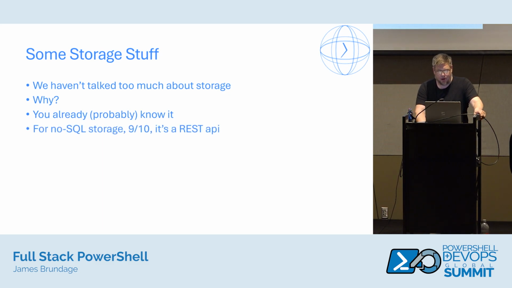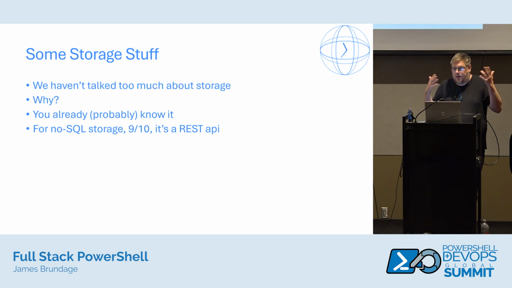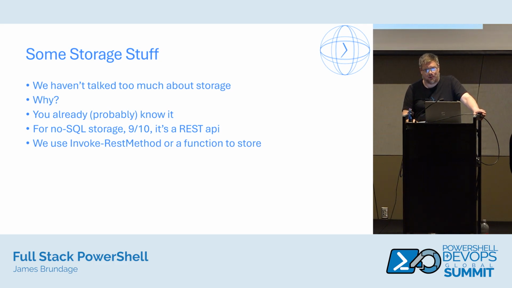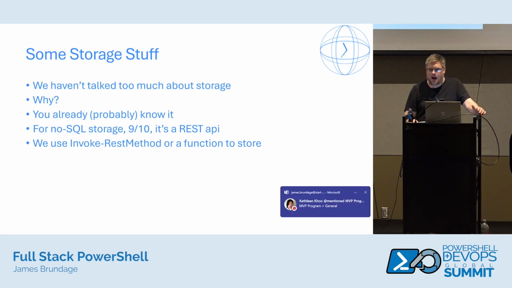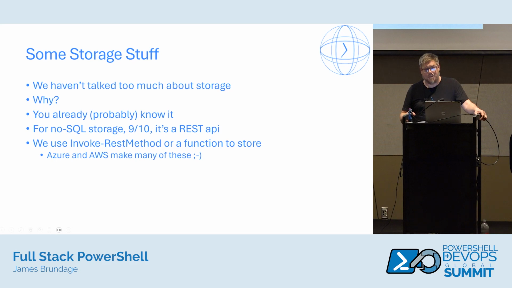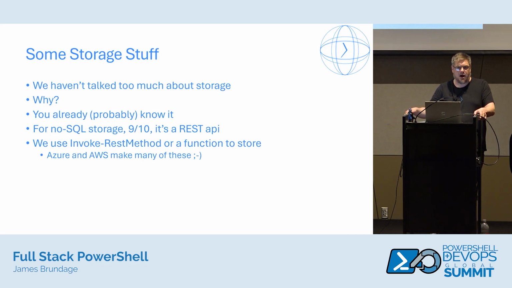For NoSQL storage, 9 out of 10 times it's a REST API. Raise your hand if you've called a REST API in PowerShell before. So you already know how to store objects persistently in PowerShell then, right? There's nothing to learn. We use Invoke-RestMethod or a function or a cmdlet that somebody wrote to store. And I think a lot of people here might be using some cloud services. Azure and AWS make many of these cmdlets. So the chances are you're not actually going to need to write any of your own storage logic, at least anything that complicated. You're just going to plug parameters into what's there.